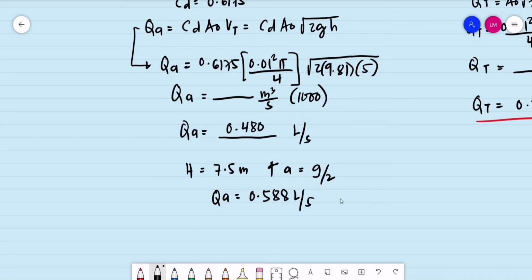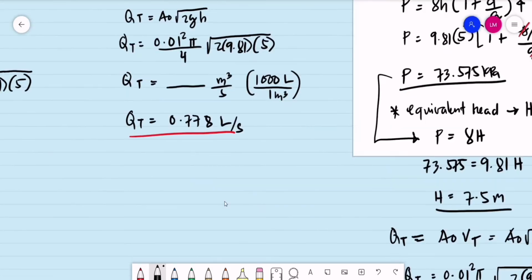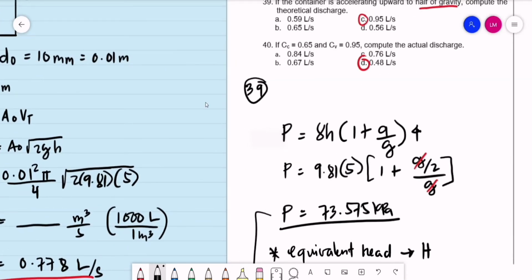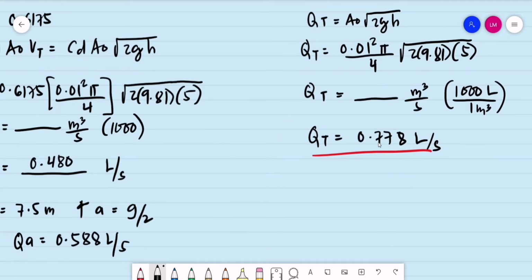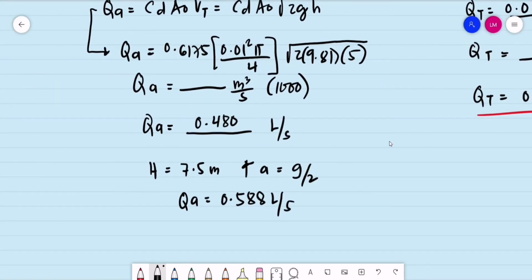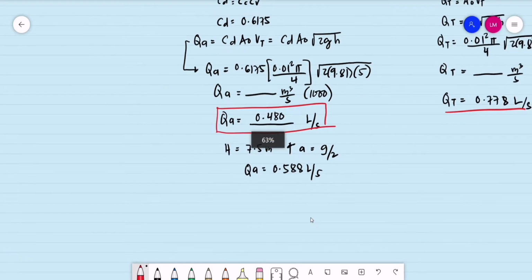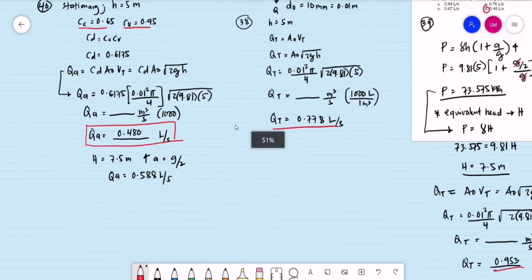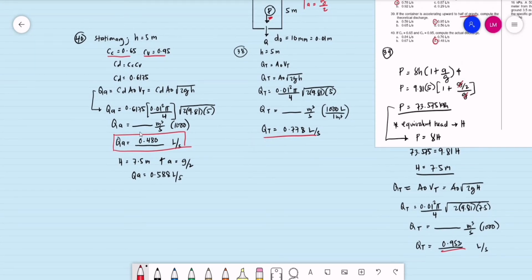So, tingnan natin kung ito yung case na hinahanap, or yung sinasabi niya sa number 40. So, wala tayong 0.58. So, more likely, yung sagot natin na nauna, yun yung correct answer. Stationary lang siya, hindi siya gumagalaw. And the head is 5 meters. So, ito yung solusyon natin for problem 38, 39, and 40.